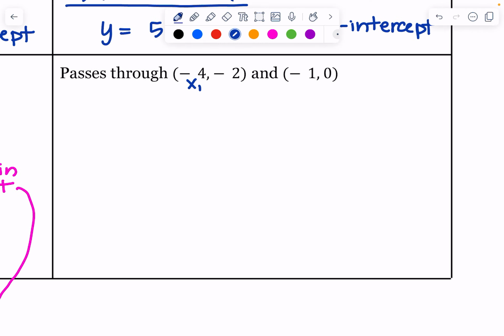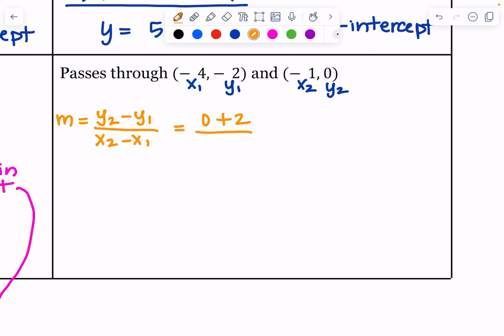All right, same type of problem. So we have x1, y1, x2, y2. We have to do some work to find slope first. Let's use orange for the formula. So for my slope, I'm going to do y2 minus y1 over x2 minus x1. And that gives me 0 minus negative 2. Again, minus negative becomes plus. And I've got negative 1 minus negative 4, which becomes plus 4. So I'm left with 2 over 3 as my slope. I said I was going to use a different color. Hold on. Change these to blue.